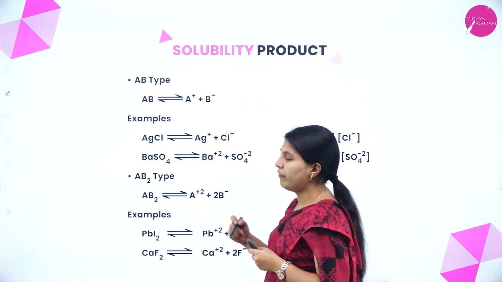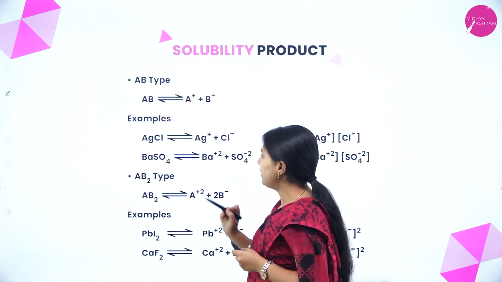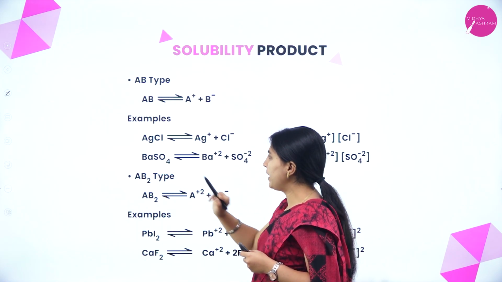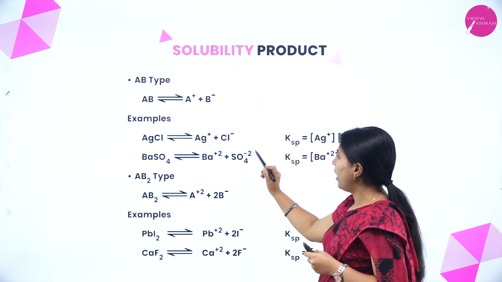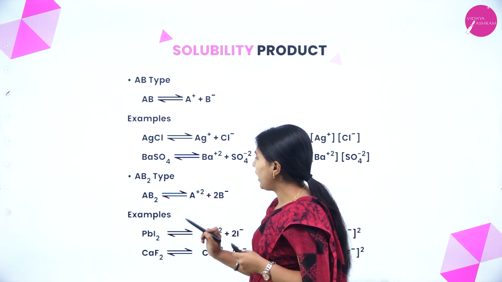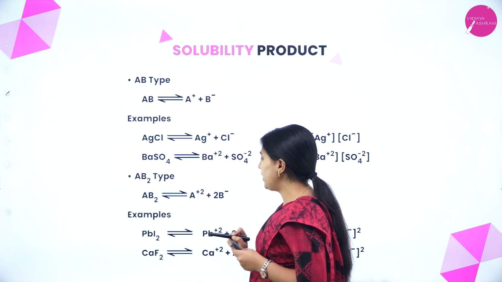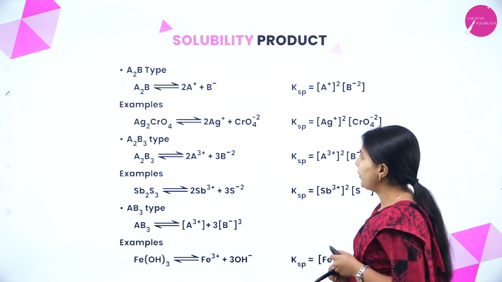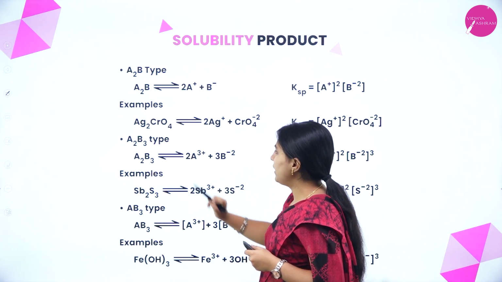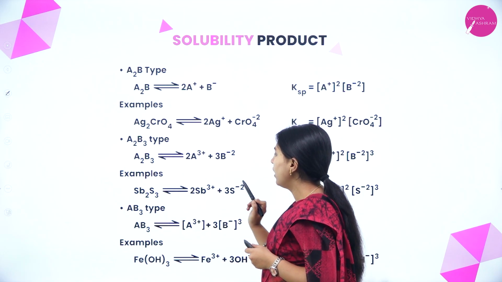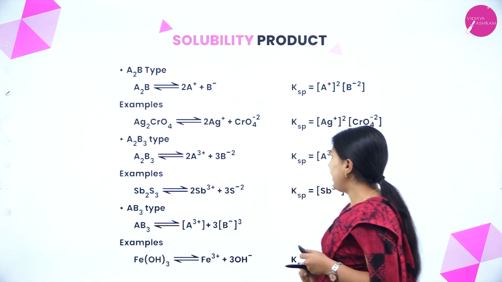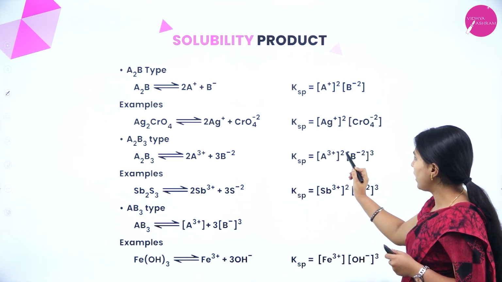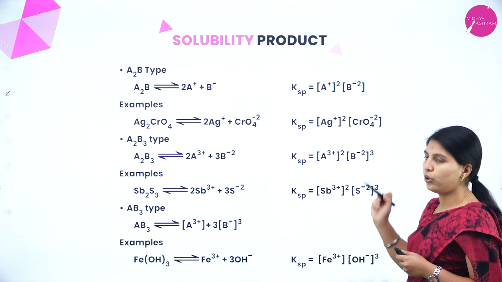Here, AB type, how will it be dissolved? A plus, B minus. For example, silver chloride giving Ag plus and Cl minus, and barium sulfate, Ba2 plus and sulfate. And AB2 type, A2 plus plus 2B minus, examples lead iodide and calcium fluoride. Next, A2B type, silver chromate, A2B3 type, antimony sulfide, and AB3 type, ferric hydroxide. See, everywhere the solubility product has been written with its concentration, with the x value and with its coefficient.